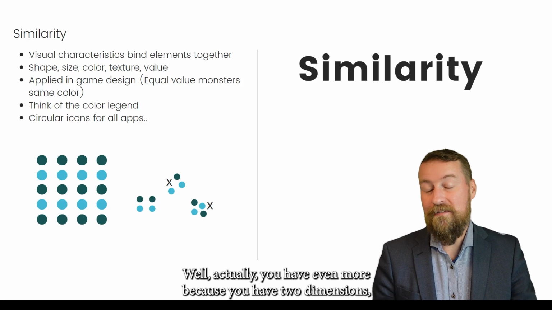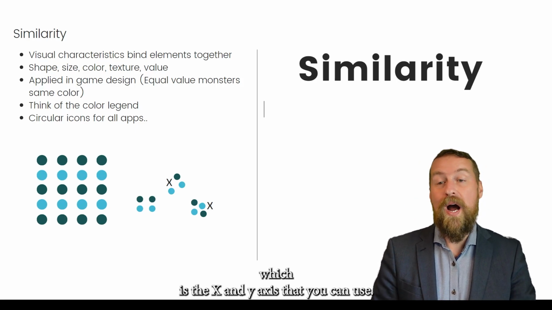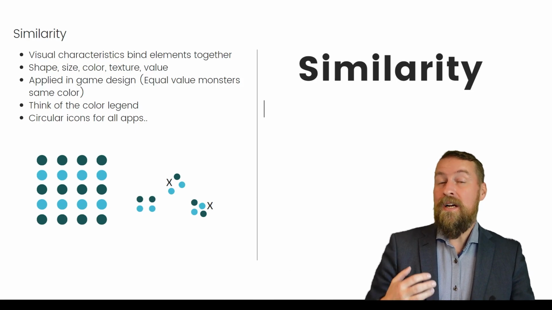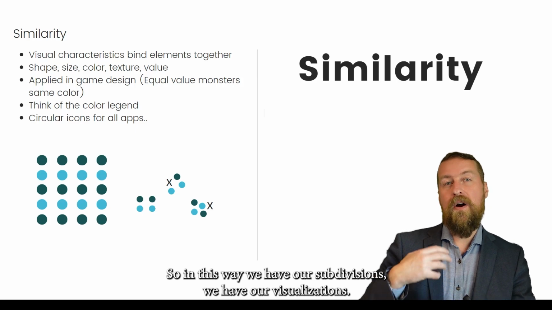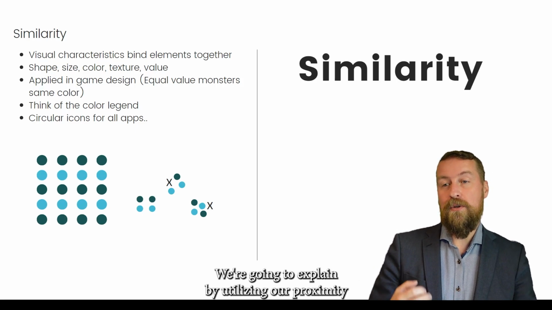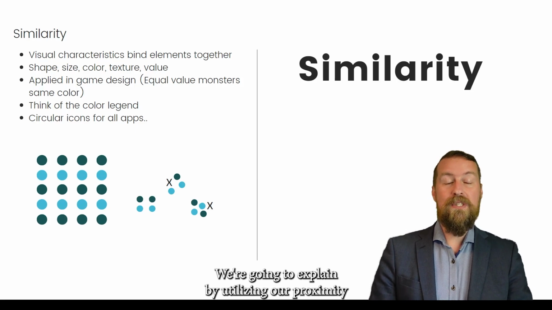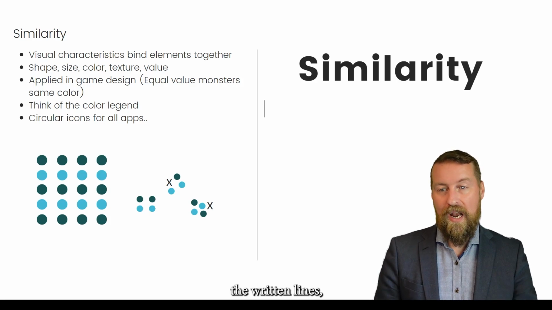Well, actually you have even more, because you have 2 additional dimensions, the x and y axis, that you can use. So in this way, we have our subdivisions, and we have our additional dimensions when we explain by utilizing our proximity and our similarity, apart from just the grid lines.